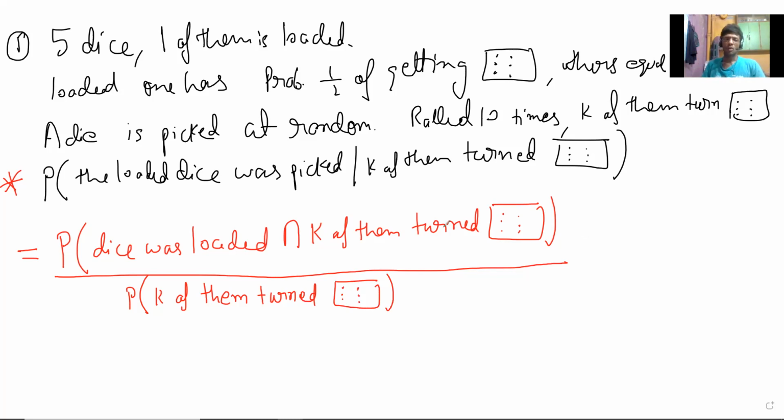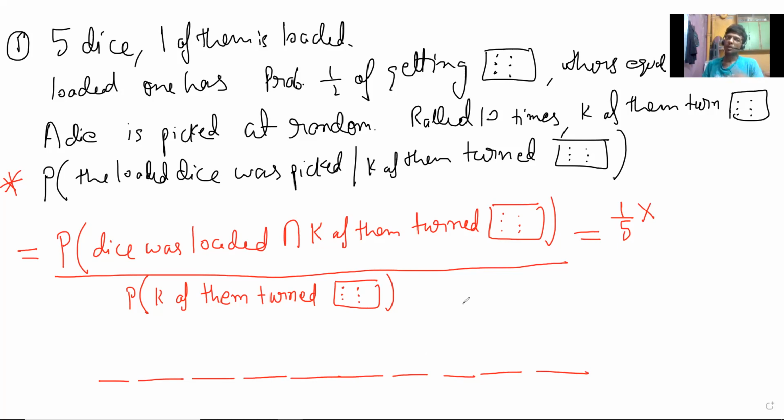Okay. Now, this one. So this one will be what? First of all, two steps, right? The die has to be loaded. That's 1/5. Is that clear? That condition is 1/5. And then k of them have to turn out to be 6. Now see, if you're doing it 10 times, k of them had to turn out to be 6. What does that mean?